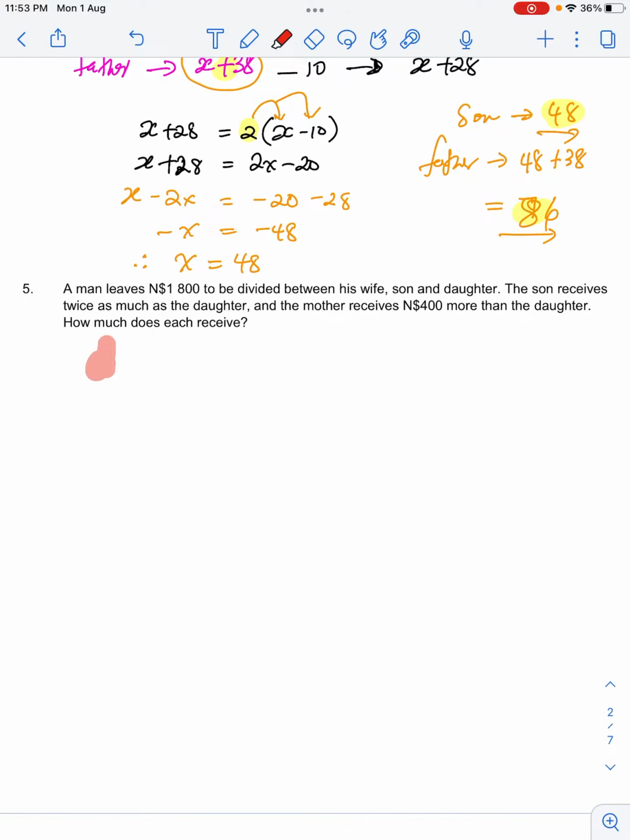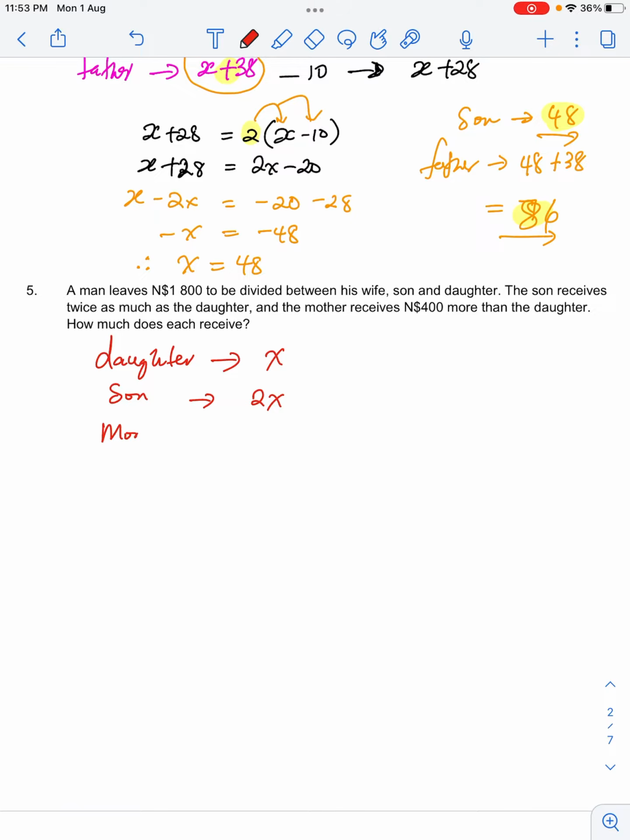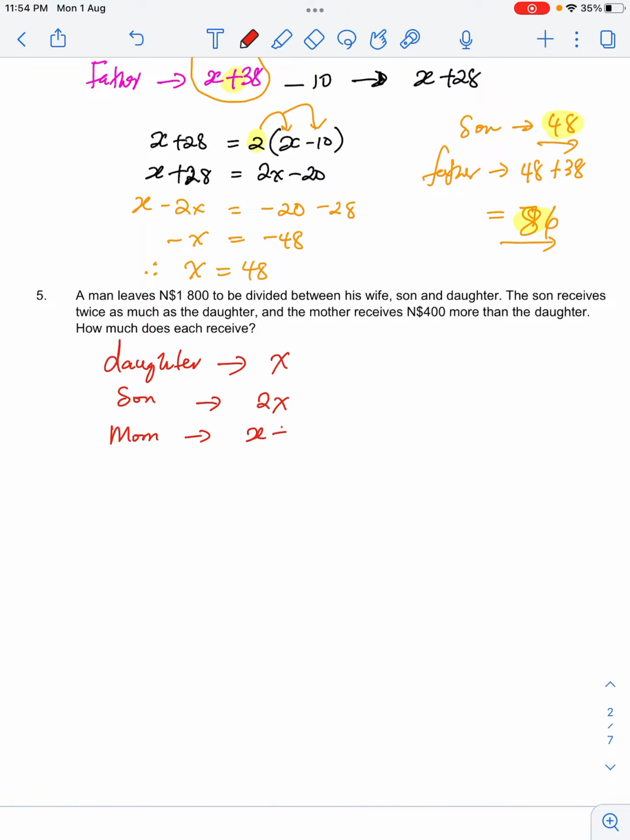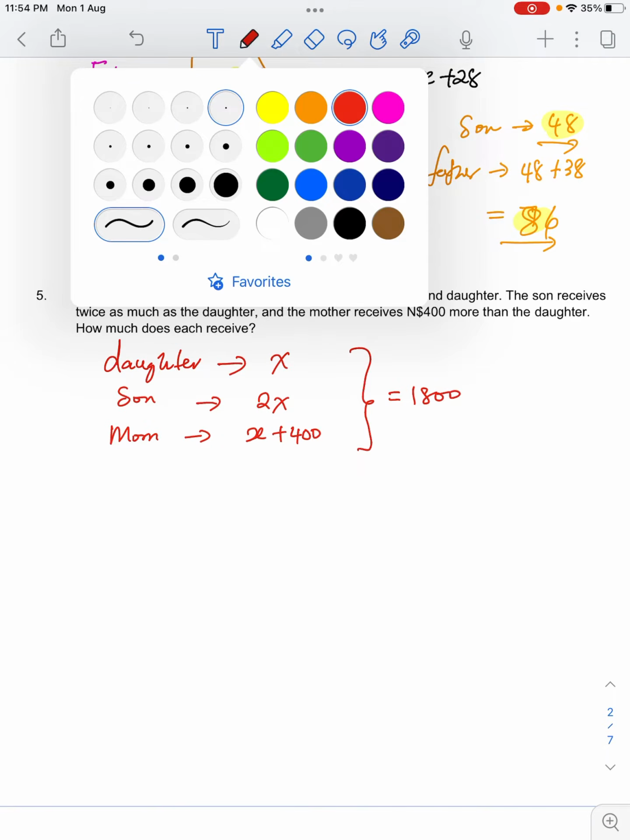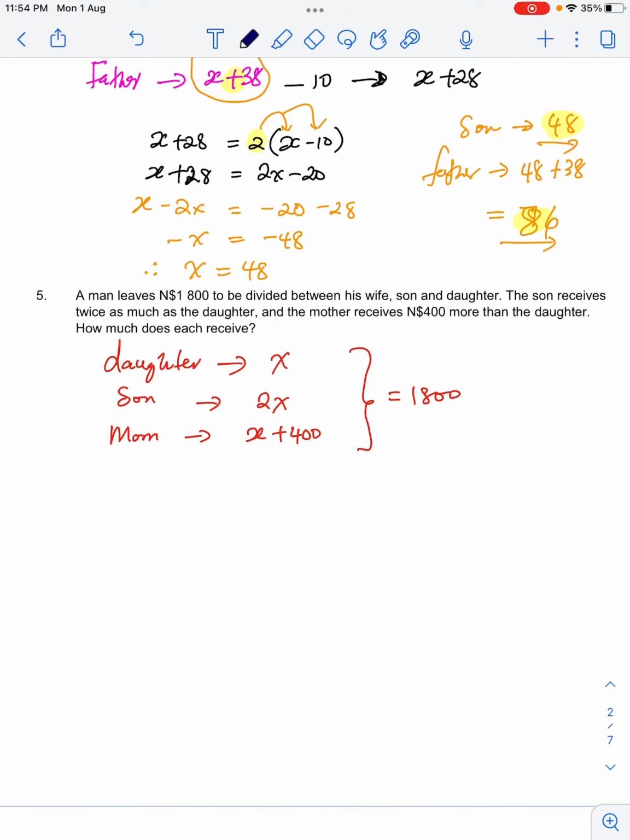So let's just say we have the daughter. We don't know how much the daughter receives. The son receives twice as much, that is 2x. Then the mother, I'll just say mom, receives 400 more than the daughter. And they are sharing 1,800 amongst them. So if you were to add the like parts, that's 2x plus x plus x, that's giving you 4x plus 400 should equal 1,800.